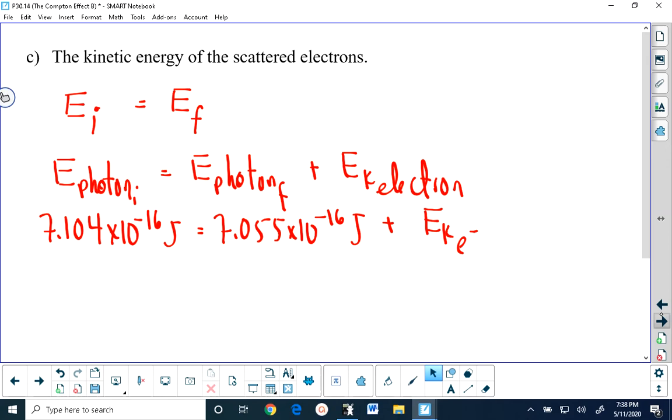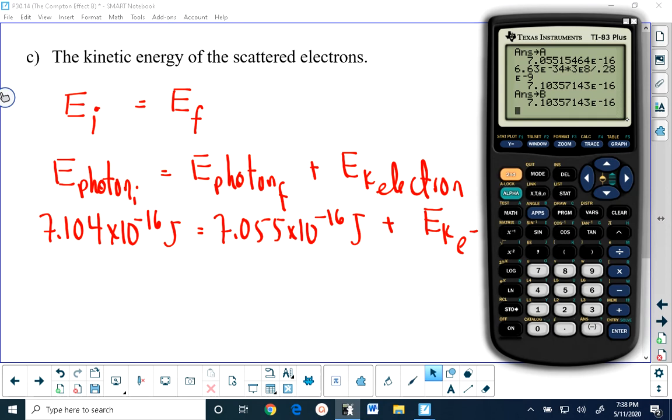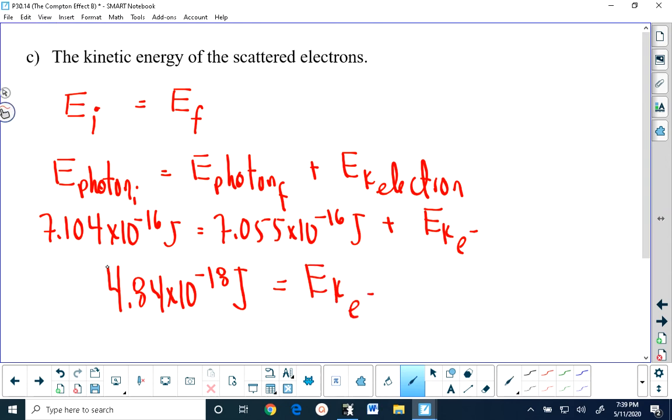And I knew where this question was going, which was why I saved both of those numbers in my calculator. I wanted to carry all of my decimals. So I'm going to take the energy before and subtract the energy after, and we get 4.84 multiplied by 10 to the negative 18 joules. And that's the kinetic energy that the electron is scattered with.